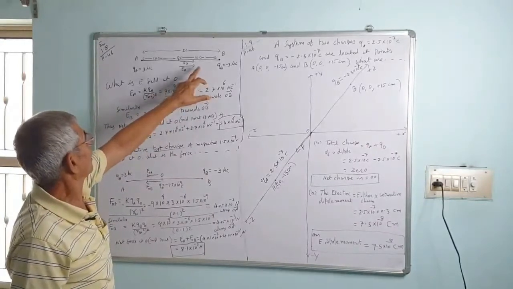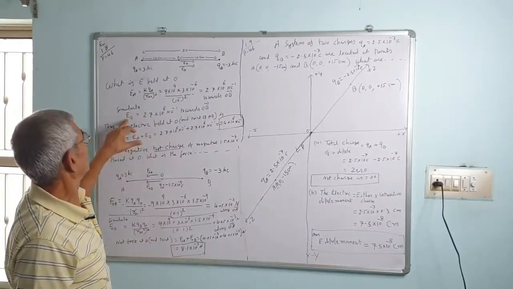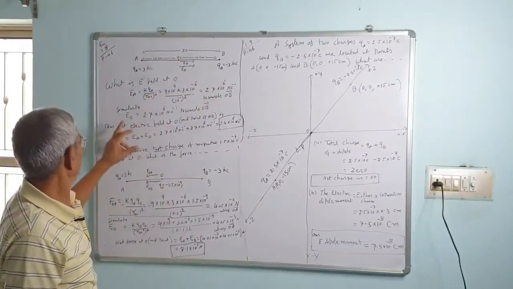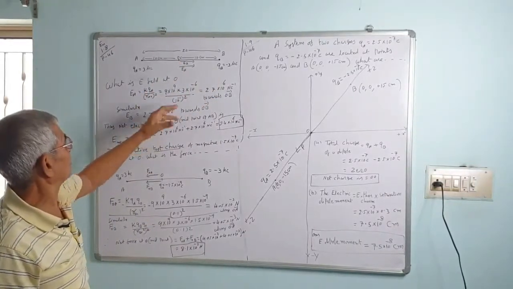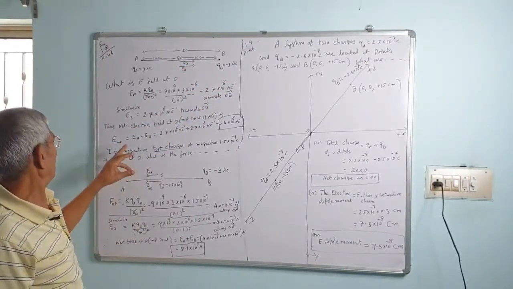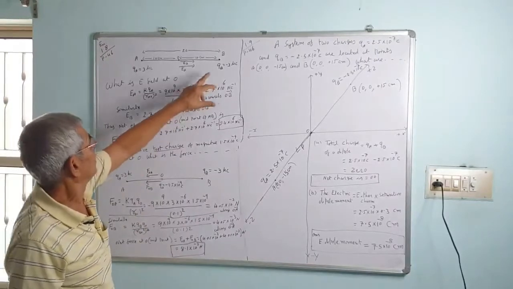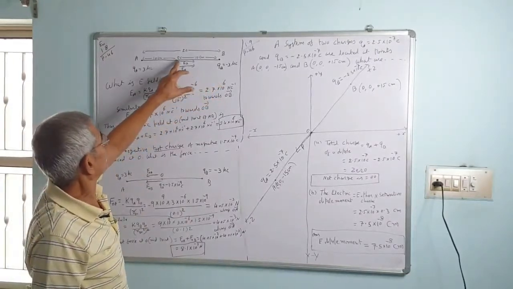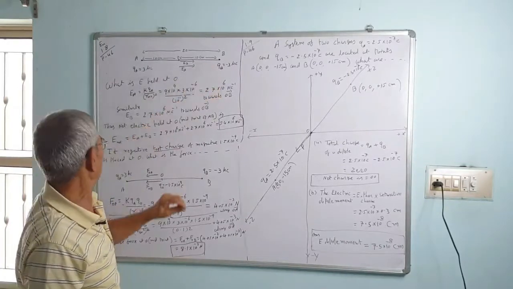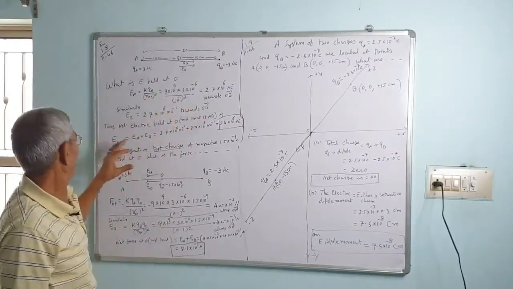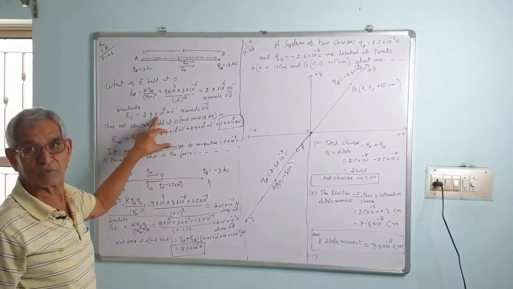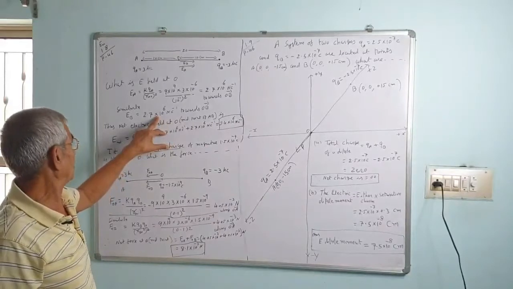Similarly, the electric field EB at O due to the charge QB. So EB is the same, the charge is the same and the distance is also the same. So the magnitude of the electric field also will be the same. What is the direction? This is a negative charge. So the electric field will be inward, toward the negatively charged source charge. This is a source charge. So EB is equal to also 2.7 into 10 raised to power 6 Newton per coulomb.